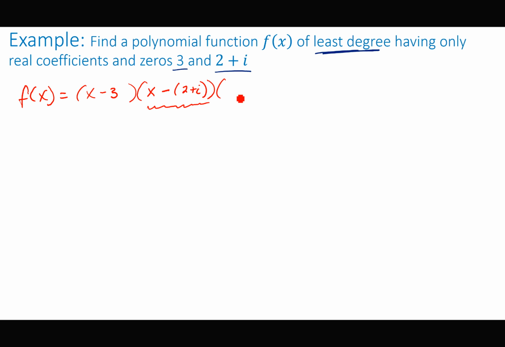Okay, what is another zero? Okay, so up here with that last complex conjugate theorem, it says if 2 plus i is a zero, 2 minus i is also a zero. So keep it in this same format. We're going to go x minus, in parentheses, 2 minus i.